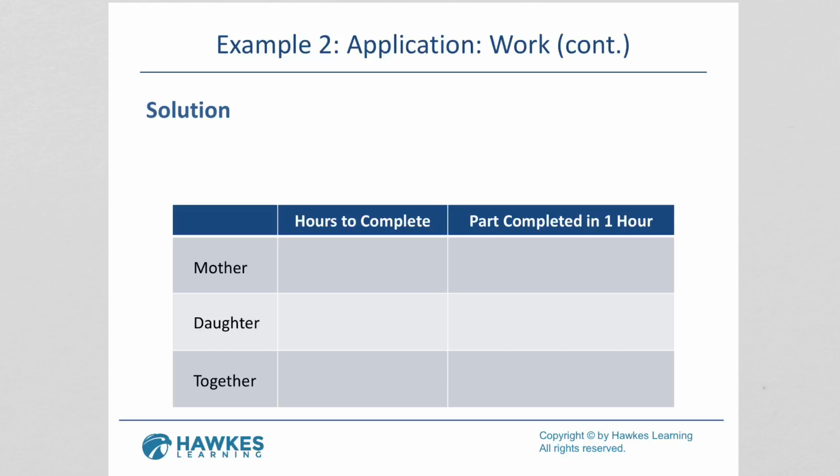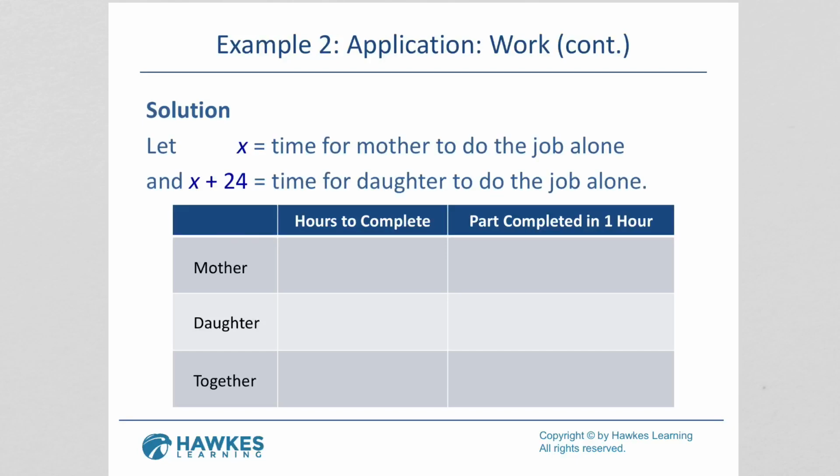So we're going to have hours to complete, part completed in 1 hour for our column headings. We're going to have mother, daughter, together. We're going to let x equal the time for the mother to do the job alone, and x plus 24 equal the time for the daughter to do the job alone. So hours to complete the job for mother is x. The part completed in 1 hour is 1 over x. X plus 24 is the hours it takes the daughter to complete the job. The part completed in 1 hour for the daughter is 1 over x plus 24.